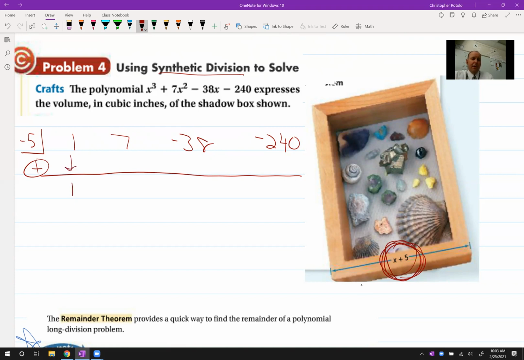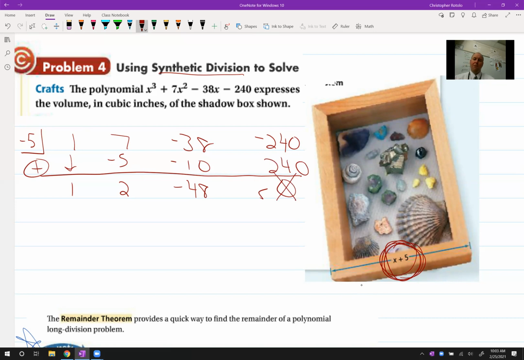Drop the first one. We got 2 when we add, right? So I did -5 times 1 to get this -5. I added to get 2. -5 times 2 is -10. So I'm going to get -48. And let me just confirm here: -48 times -5, so 5 times 48. Guess what, guys? It's going to be positive 240. I'm so excited because when I add this together, it gets 0, right?